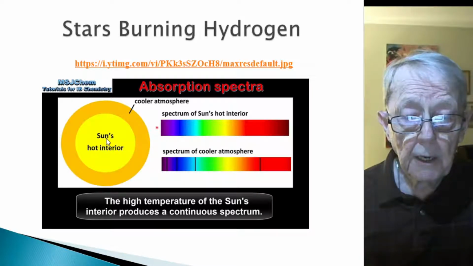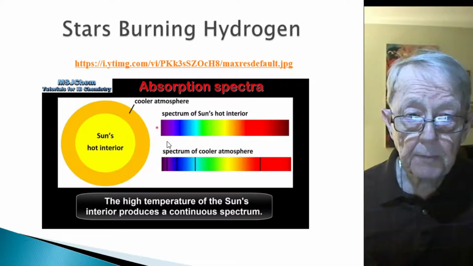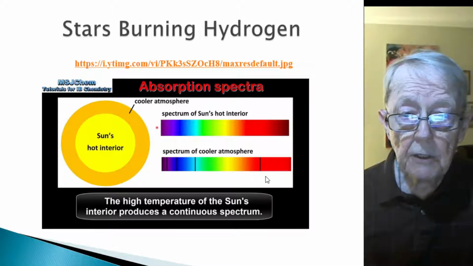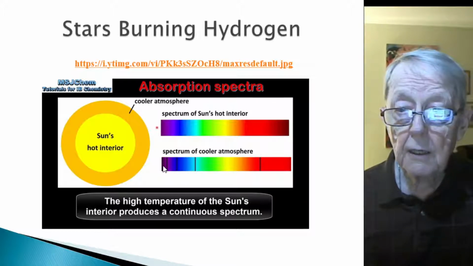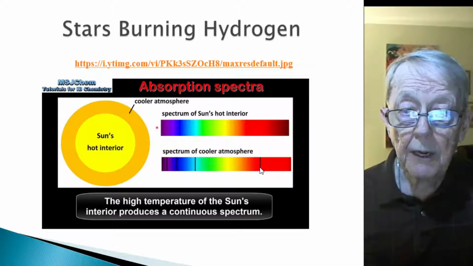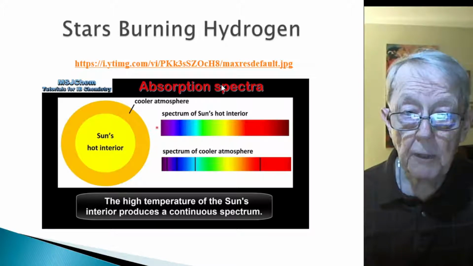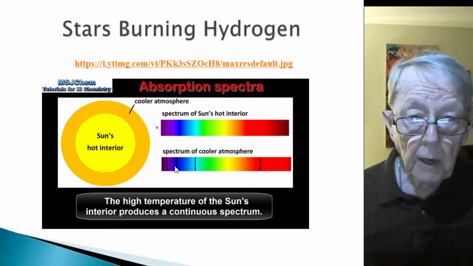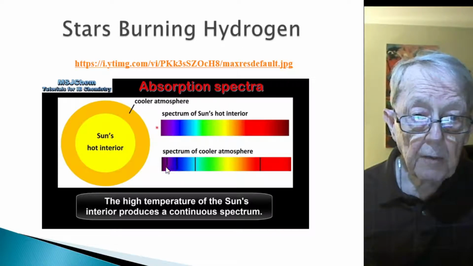And as all that light comes through the surface of the sun, the vibrating atoms of hydrogen block the transmission, and you get what's called an absorption spectra: a red, blue-green, blue-violet, and violet.